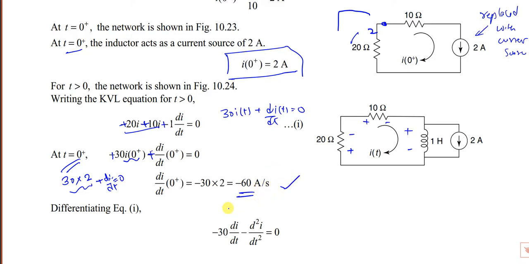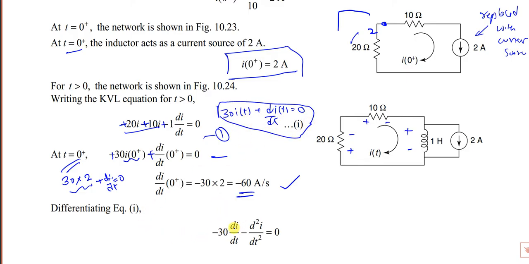This answer we got. Next, to find d square I by dt square, you have to differentiate equation number 1 once again. This is equation number 1. For t greater than 0, we write this equation, no? So 20 plus 10 is 30i. So here only I is there, so it becomes 30. I am differentiating this equation.